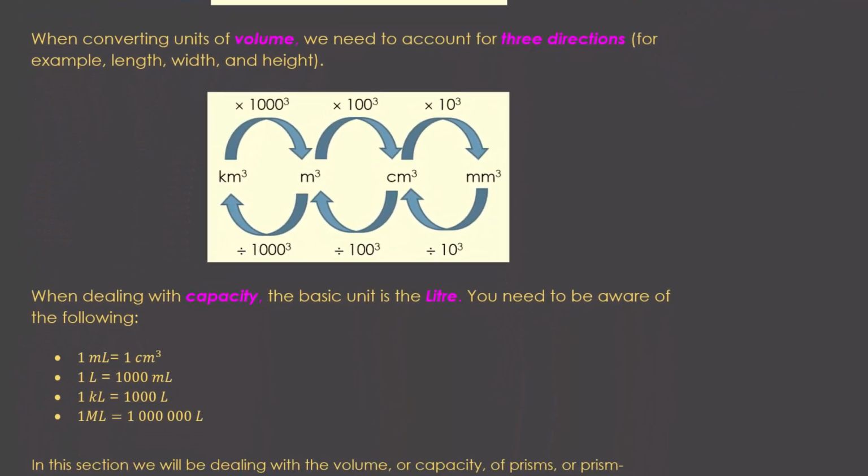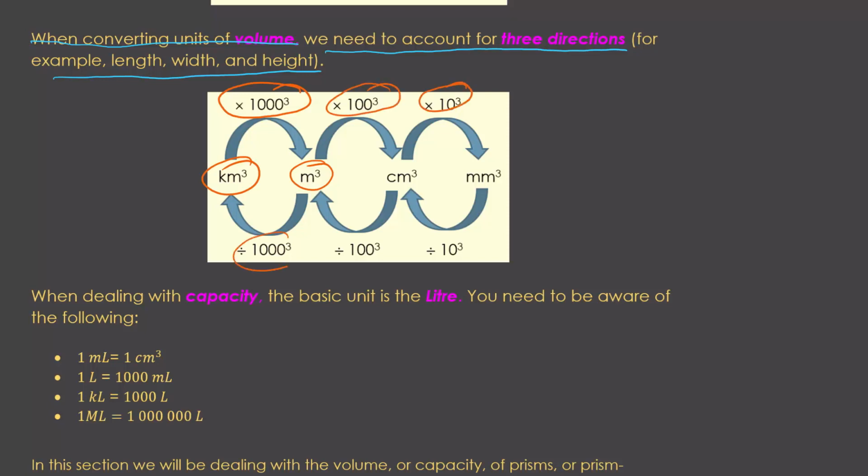So when you're converting units of volume, we need to account for three directions, for example, length, width, and height. So it shouldn't be a surprise that if you're going from cubic kilometers to cubic meters, you multiply by 1,000 cubed. 1,000 for the length, 1,000 for the width, 1,000 for the height. And it's the same idea all the way across. So if you know your length conversions and can just use that reasoning, you can do all of the conversions.